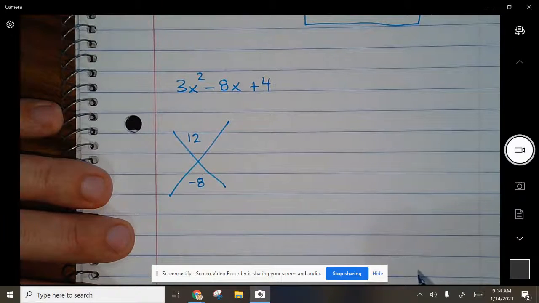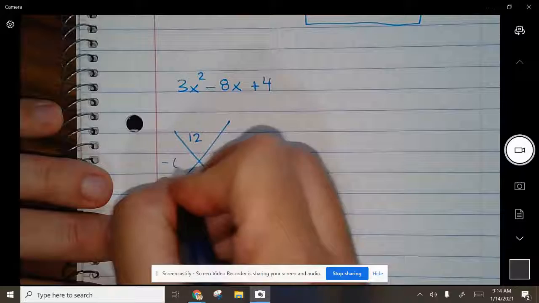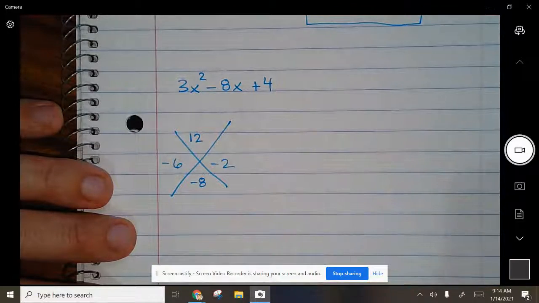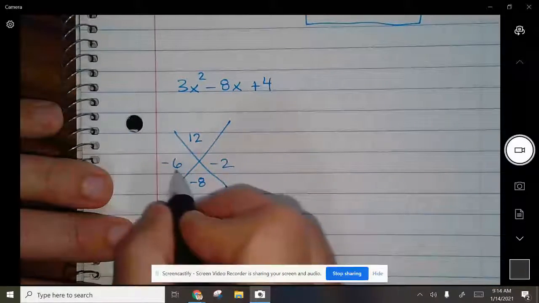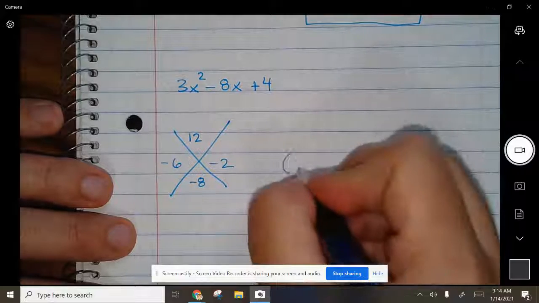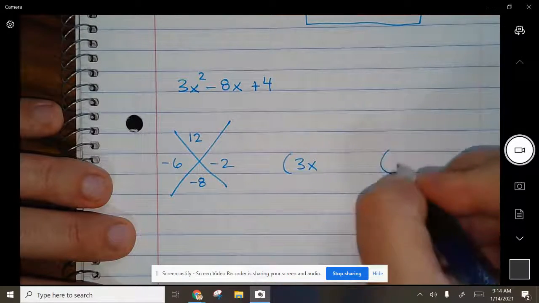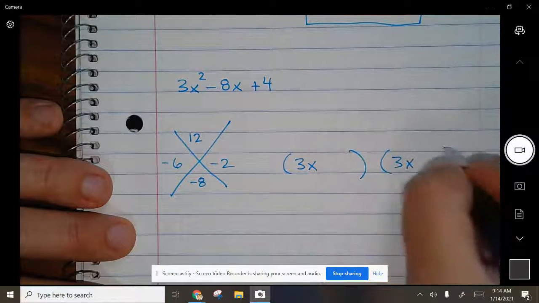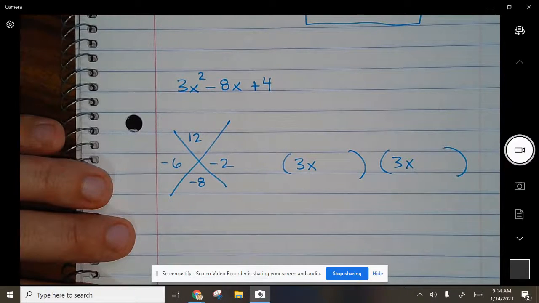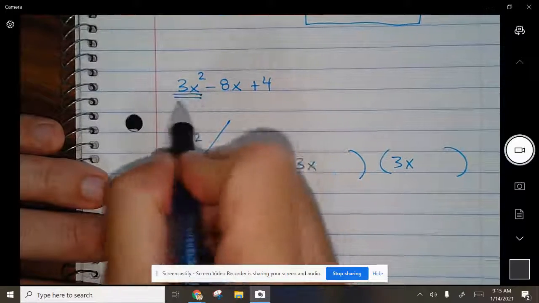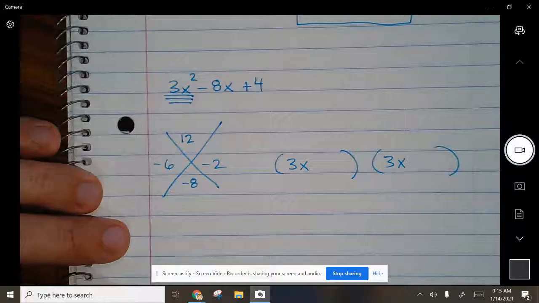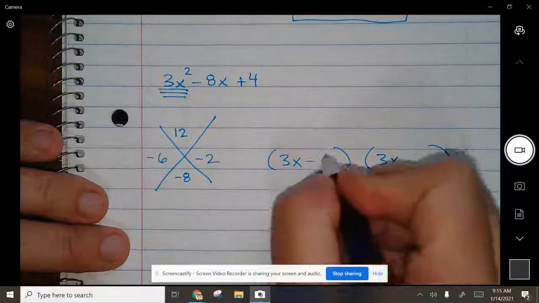All right, now this one's a little tricky. Negative 6, negative 2, right? Multiplies to positive 12, adds to negative 8. Then what? 3x, 3x. Both my parentheses start with that. Remember that. Don't forget that. It always is going to start with that coefficient. 3x and 3x. 3x minus 6, 3x minus 2.